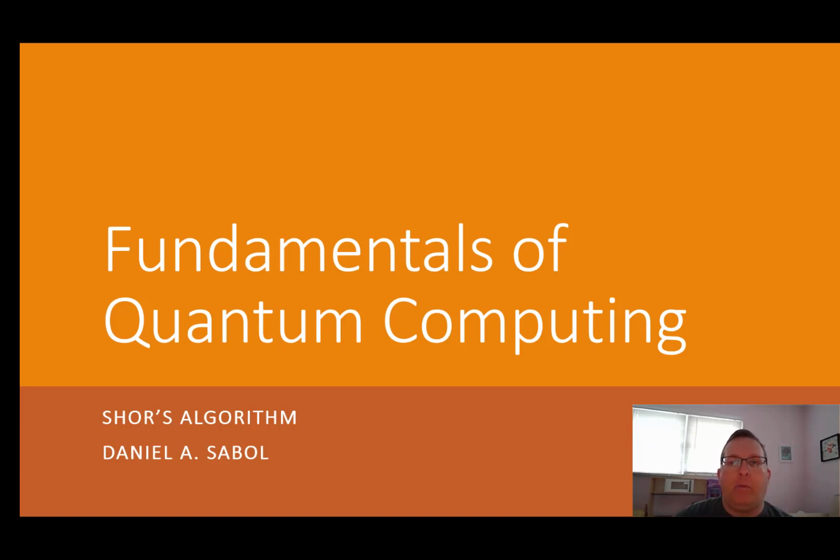So here's the mathematical basis. Suppose n is a product of primes p and q. If an integer a is less than n, and it's not divisible by p or q, the sequence a mod n, a squared mod n, a cubed mod n repeats with a period that divides p minus 1 times q minus 1. Very confusing.